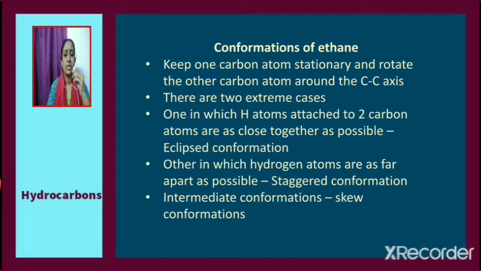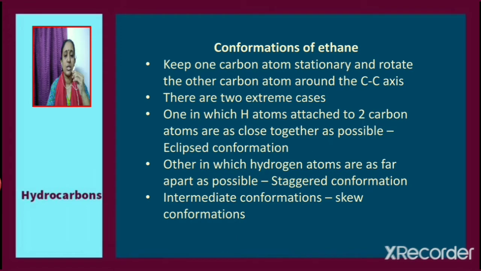Ethane is CH3-CH3. So we can consider the carbon-carbon single bond. Keep one carbon atom stationary and rotate the other carbon atom around the C-C axis. There are two extreme cases. One in which hydrogen atoms attached to the two carbon atoms are as close together as possible.